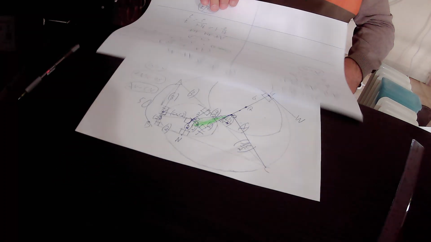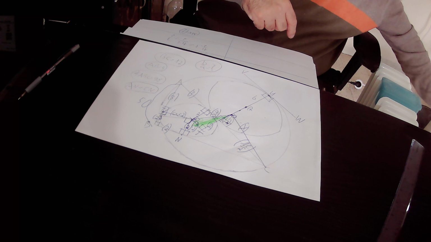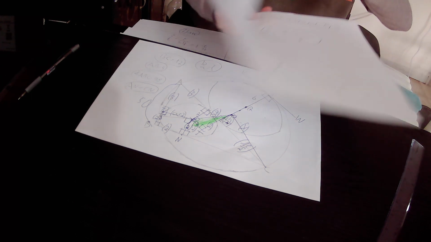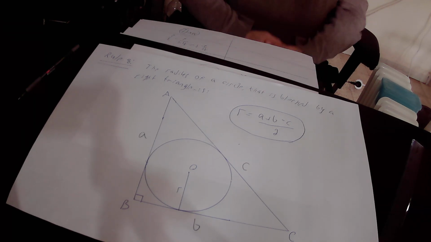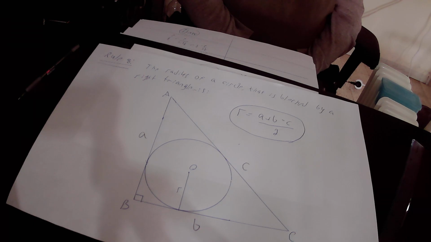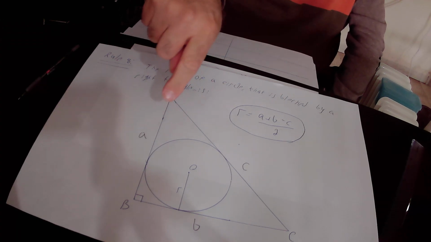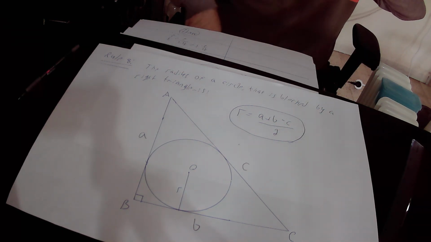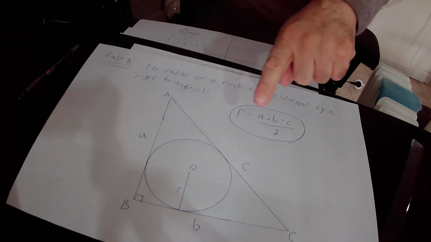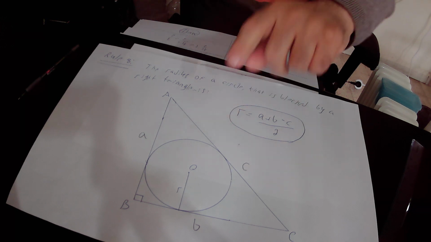Then we implemented rule number 8 in our drawing. According to rule number 8, the radius of a circle that is blocked by a right triangle is equal to r equals a plus b minus c over 2. We have the right triangle ABC, angle ABC equals 90 degrees, the length of side AB is A units, side BC equals B units in its length, and the length of the hypotenuse AC is C units. The right triangle ABC blocks this circle, and the radius of this circle is R.